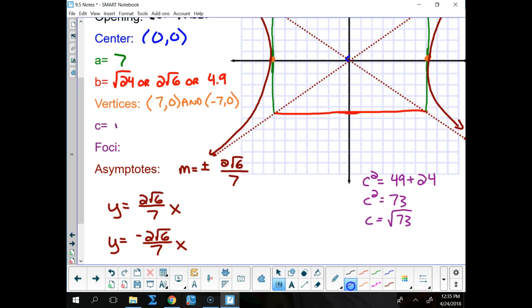So C is the square root of 73. So where are my foci? Square root of 73, which is a little more than 8, a little less than 9. So they're there.